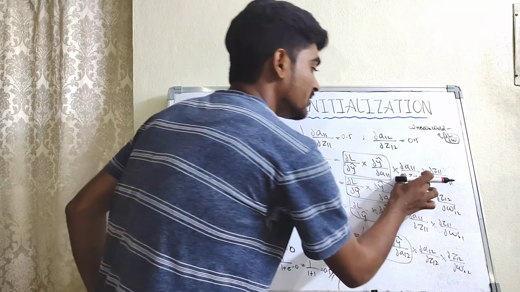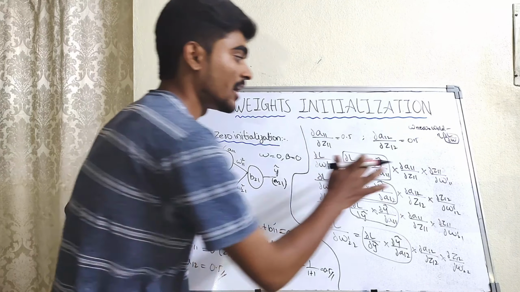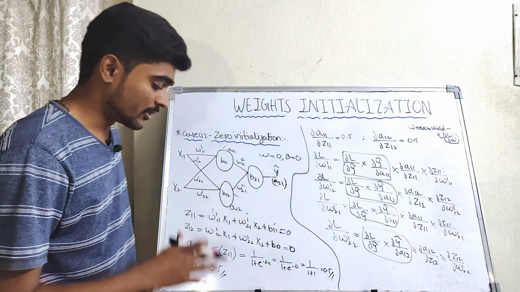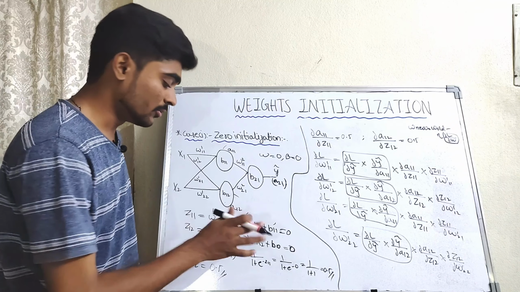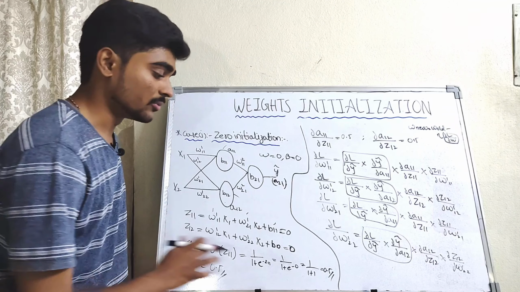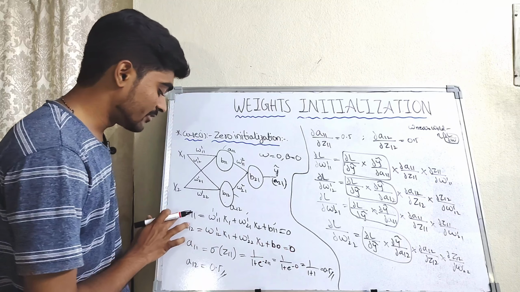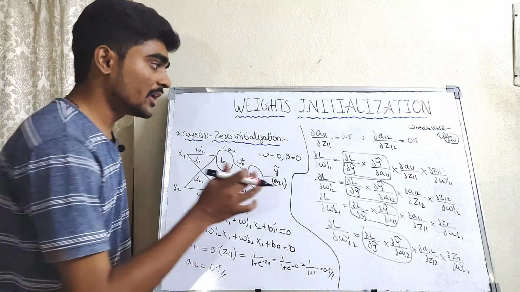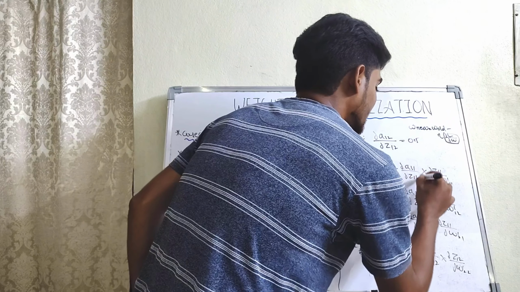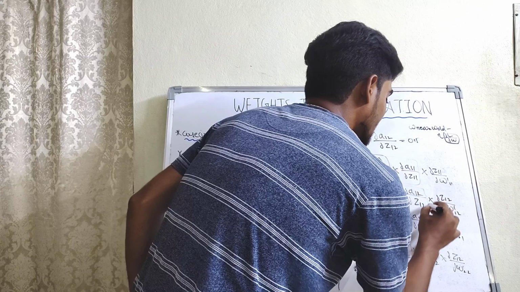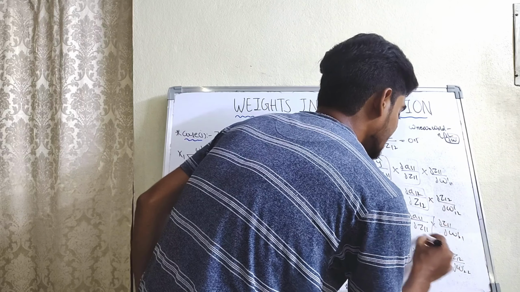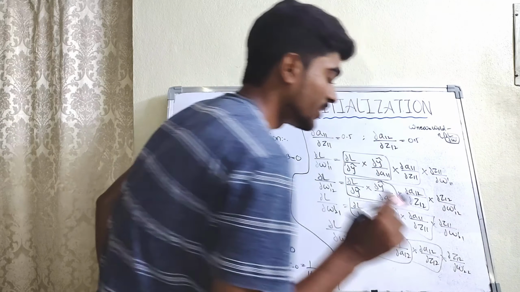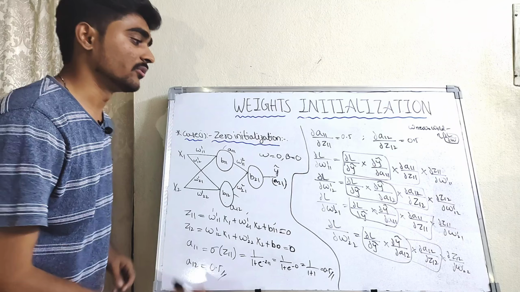Now let's see this third derivative value. Here we have a11 equal to a12 and z11 equal to z12. That is, z11 equals z12 at 0, and a11 equals a12 at 0.5. So these entire three derivative values are equal.